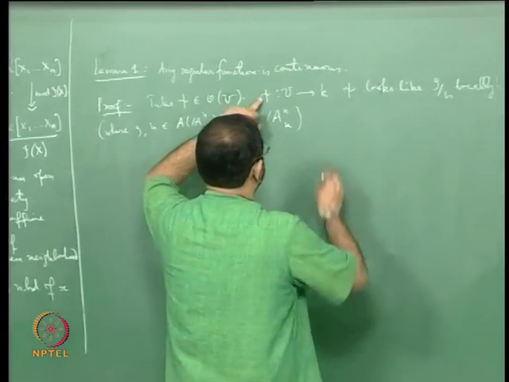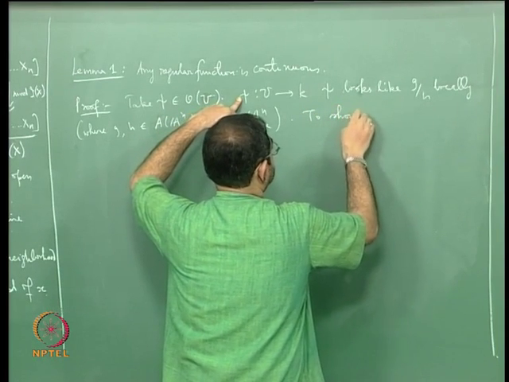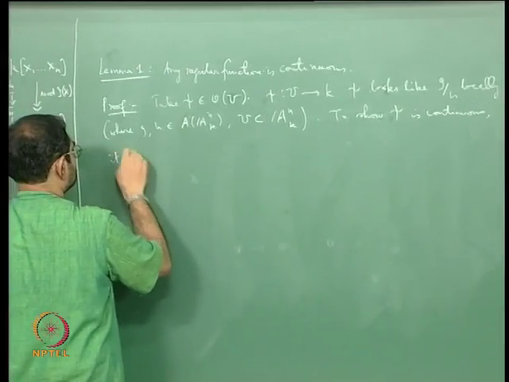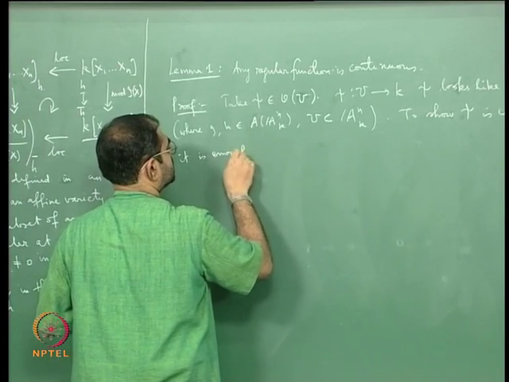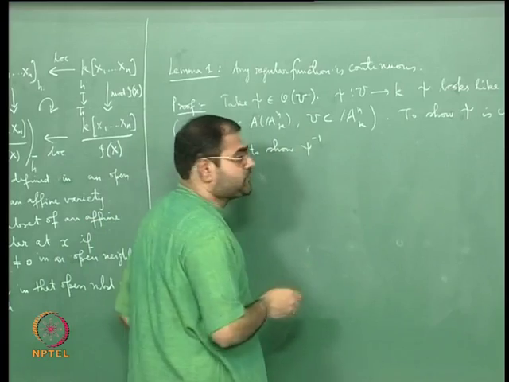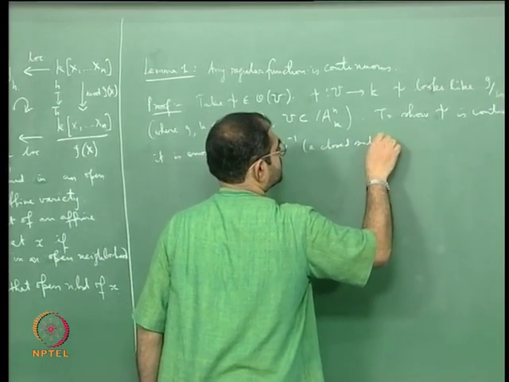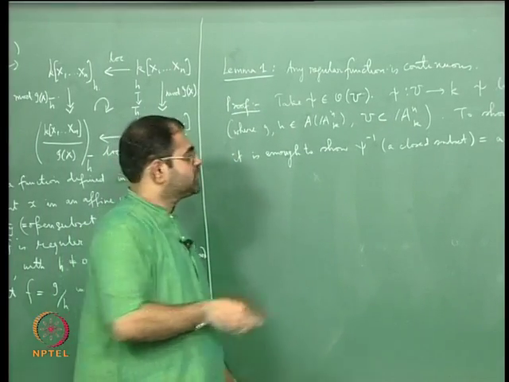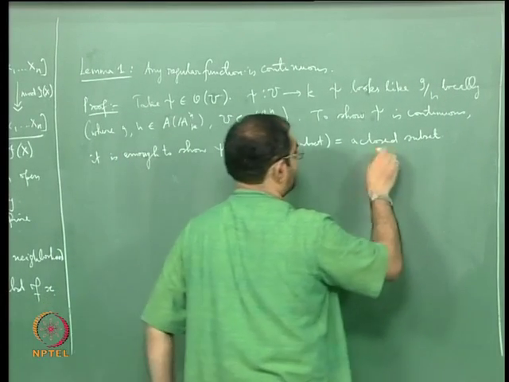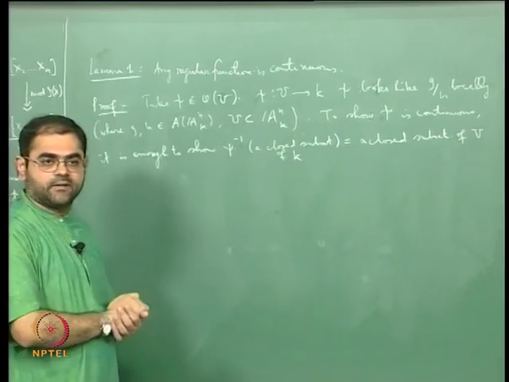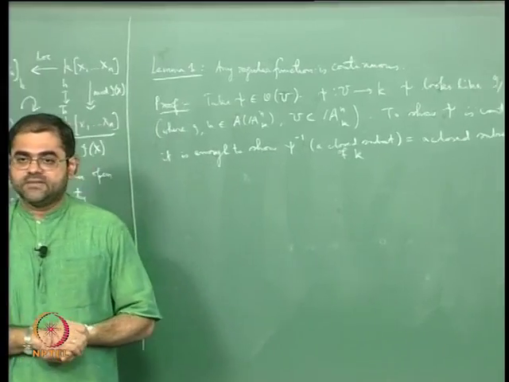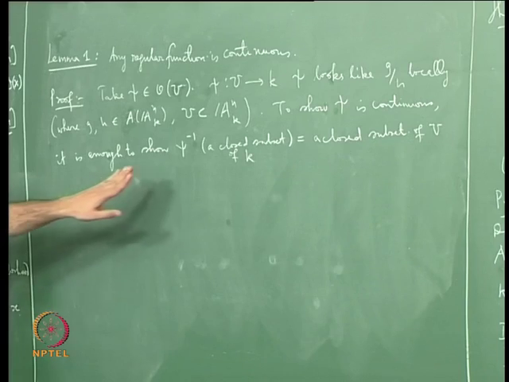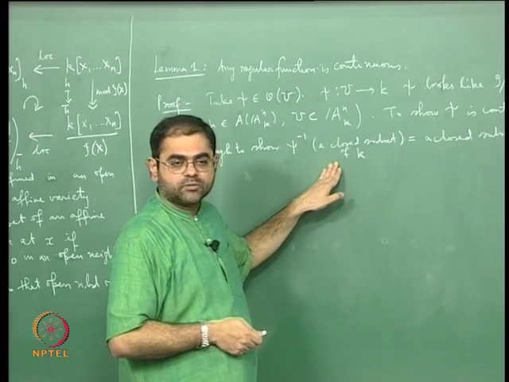To show psi is continuous, it is enough to show that psi inverse of a closed subset is a closed subset. So psi inverse of a closed subset of K is a closed subset of U. This is what I will have to show. The Zariski topology on K, which is A1, is just the complement-finite topology, namely the only closed sets are finitely many points. So psi inverse of a closed set is just psi inverse of finitely many points.